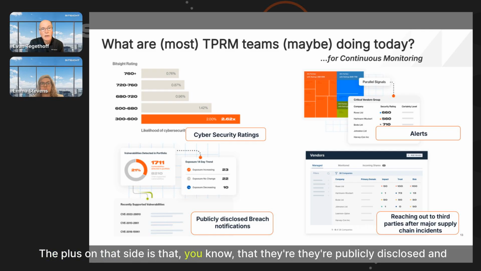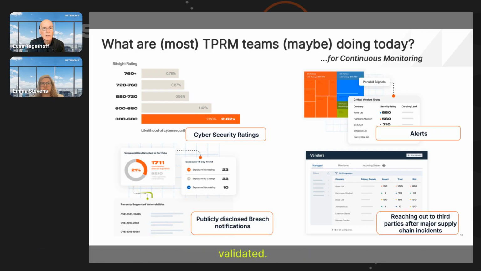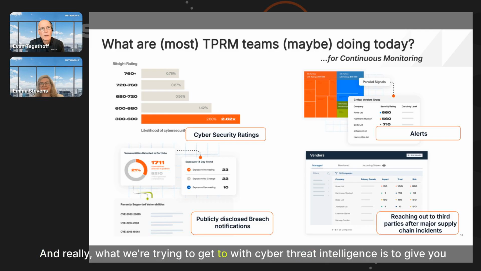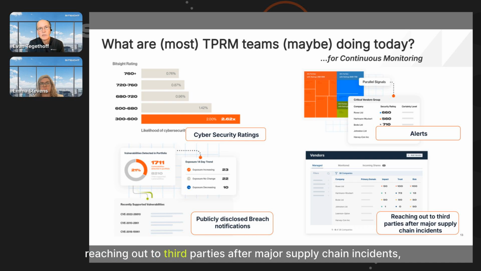The plus on that side is that they're publicly disclosed and validated. The downside, though, is it's always after the fact. And really what we're trying to get to with cyber threat intelligence is to give you intelligence before the fact, to be able to anticipate things within your supply chain. So that's a major area of movement for Bitsight, because the last box over here, reaching out to third parties after major supply chain incidents, we want to be able to get to a point to give you anticipatory data.